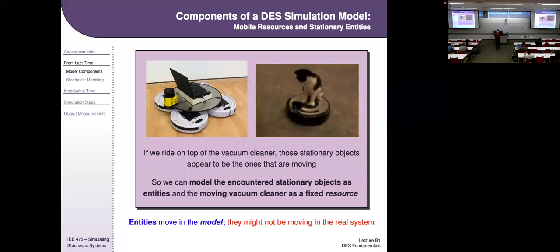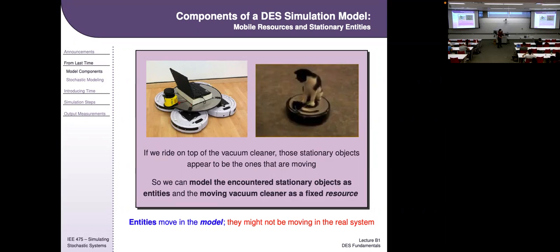So it's almost like it leaves the system. In this particular case, if we think about ourselves as moving in the reference frame of the robot, then we have a stationary resource, the robot, and we have entities that are transient, the dirt that the robot encounters. So that's kind of an example where it's more convenient to model the stationary dirt as entities.